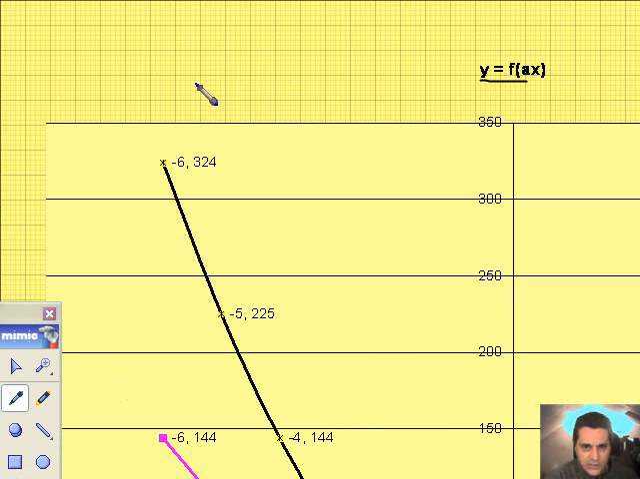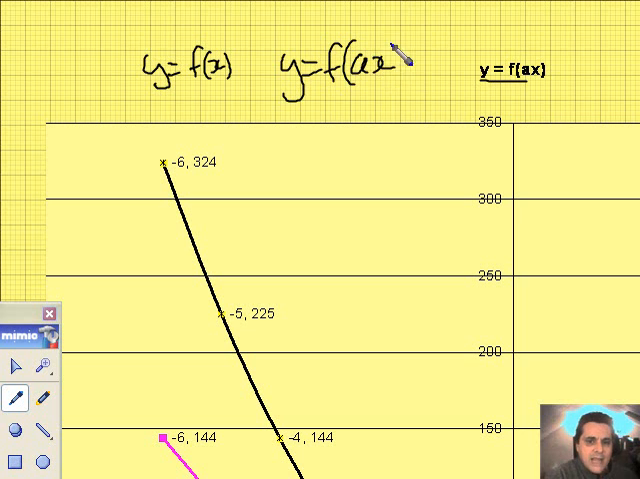This is the transformation. I've got my generic y equals some sort of function of x, in this case y equals x squared. Now what I'm going to do to this is to take it and call it y equals function of ax. So in other words, I'm going to do something to the x first and then apply the function to it. Right, let's see what's happened.